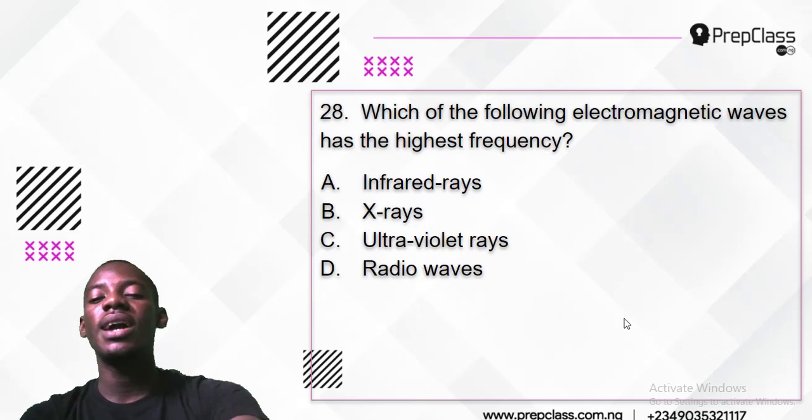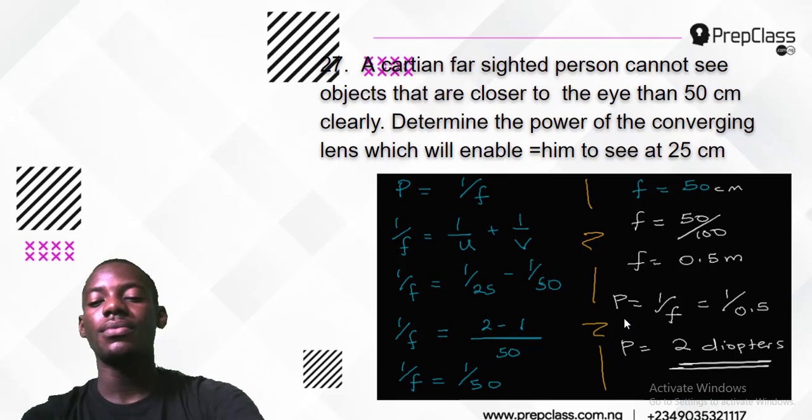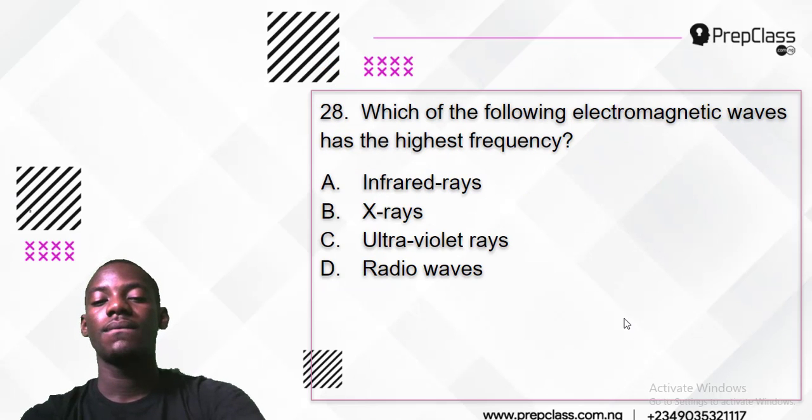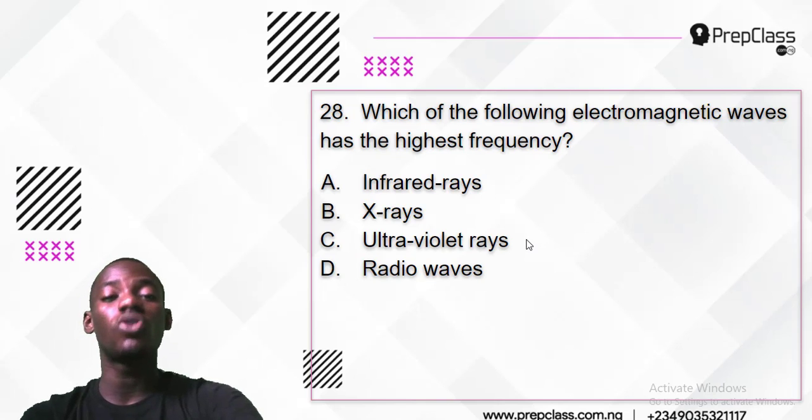Which of the following electromagnetic waves has the highest frequency? Is it infrared ray, X-ray, ultraviolet ray, or radio wave? Now, which one has the highest frequency? Do you have any idea? Now, you know that all these rays, all these waves are electromagnetic waves, right? And that means that they travel through no medium. That means they don't use a medium to travel.